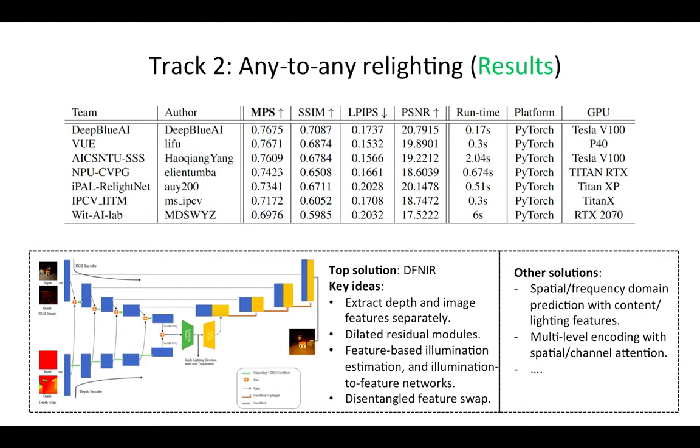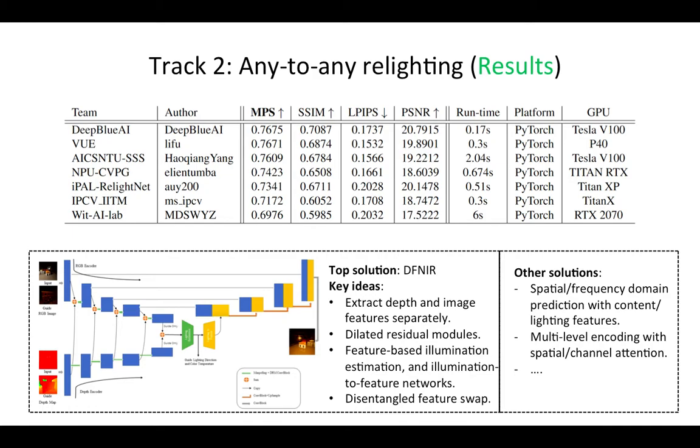We present here, similarly, the test results of our any-to-any image relighting track. The top solution is DF-NIRE. The main ideas used by the winning team are to extract depth and image features separately with different subnetworks, to use a dilated residual module at every scale to preserve good quality features, to rely on a feature-based illumination estimation network and an illumination-to-feature network. These networks enable a swapping of the disentangled features that makes the any-to-any blind transformation possible.